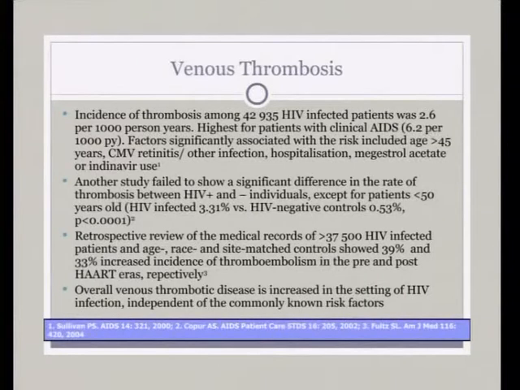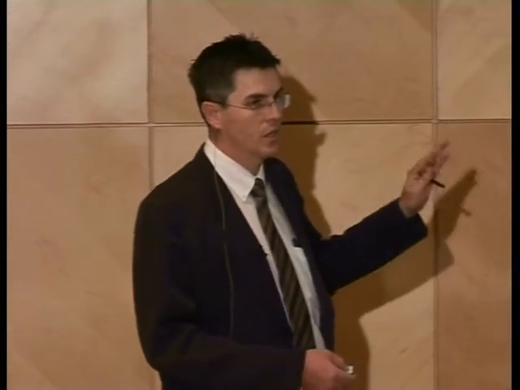A retrospective review of medical records of more than 37,000 HIV-infected patients showed that the infected patients, compared with age, race and site matched controls, had a 39% increase pre-HAART and 33% increase post-HAART in the risk of thromboembolic disorders. And I think that's important. So I think in the end, when all is said and done, there is evidence to suggest that these patients are at increased risk for both arterial and venous thrombosis.